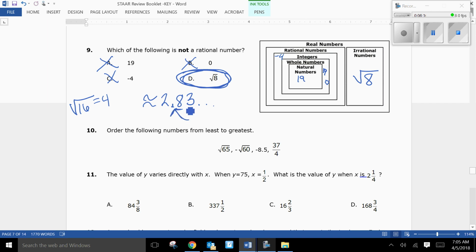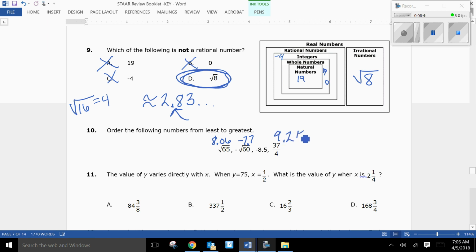Number 10, order the following numbers from least to greatest. Okay, so I think when we have calculators, the easiest way to order our numbers is by changing them to decimals. So the square root of 65, my calculator says is about 8.06. Then I have negative square root of 60, which would give me about negative 7.7. I have negative 8.5, which is already changed, and 37 over 4 would be 9.25.